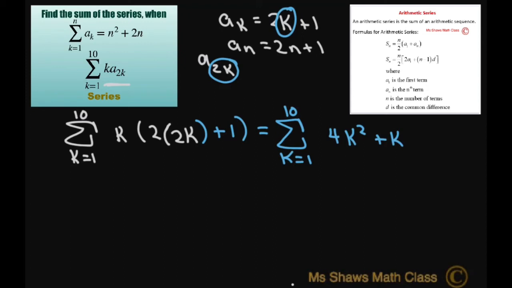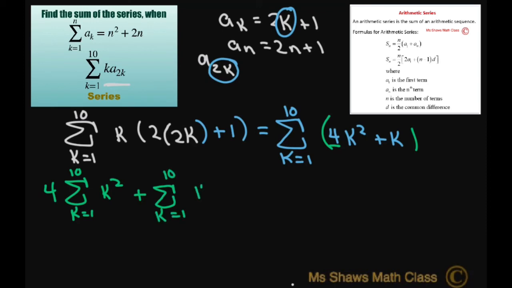Now what I want to do is break this up. So I'm going to write the sum of k equals 1 to 10 of k squared and bring this 4 out front here. And then plus the sum k equals 1 to 10 of k.